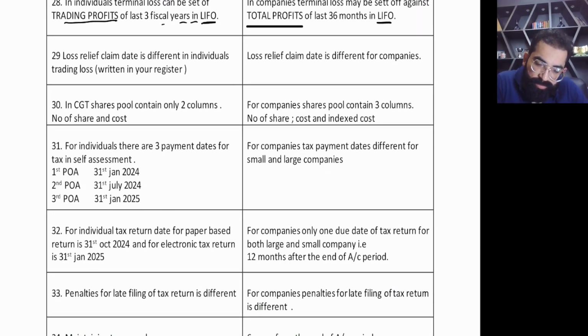In CGT, the shares pool normally contains 2 columns, number of shares and cost. But in companies, you have an option. You can make 3 columns: number of shares, cost, and indexed cost. But nowadays, in the latest past papers, they only make 2 columns in companies as well: number of shares and indexed cost.